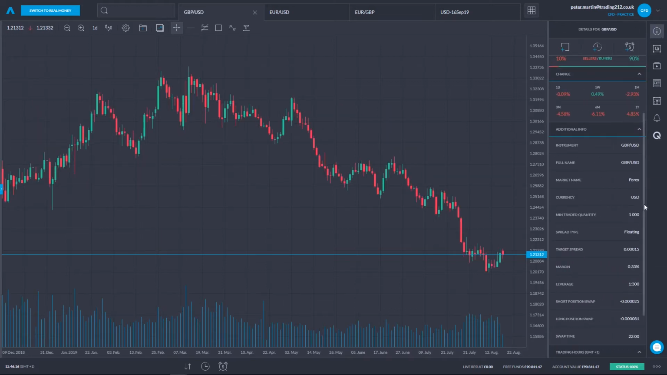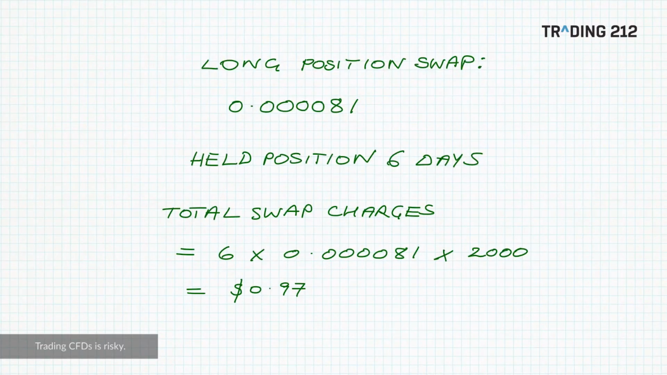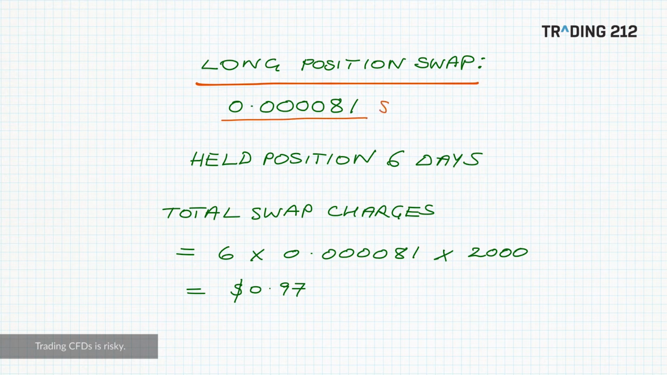And then what we're interested in are these swap costs here, these swap charges. There's a short position swap and a long position swap. Now we had a long position, so it's the long position swap that we're interested in, and we can see that the value there is minus 0.0000081. So the long position swap value, as we just said, was 0.0000081, and this is a cost in dollars per pound that you hold in terms of position size.